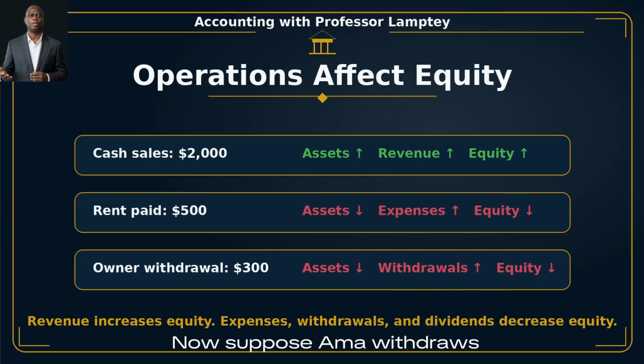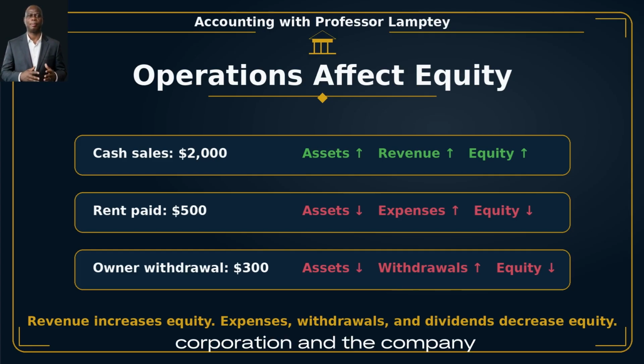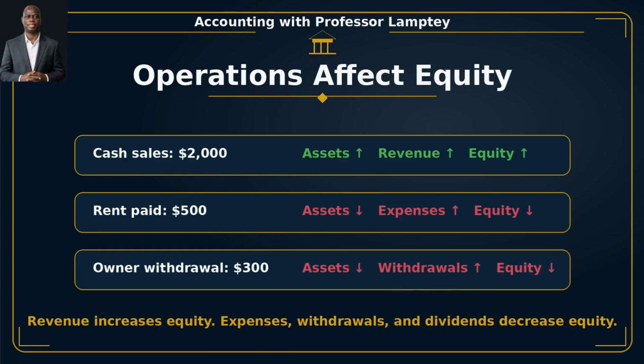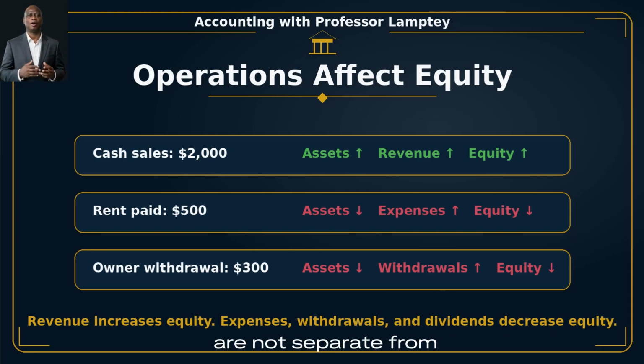Now suppose Amma withdraws $300 cash from the business for personal use. Cash decreases by $300. And because withdrawals reduce the owner's claim on the business, equity also decreases by $300. If this were a corporation and the company paid dividends to shareholders, the effect would be similar. Assets decrease and equity decreases. This is why revenue, expenses, withdrawals, and dividends are not separate from the accounting equation. They are part of the way equity changes over time.